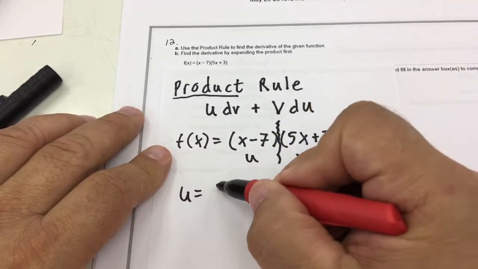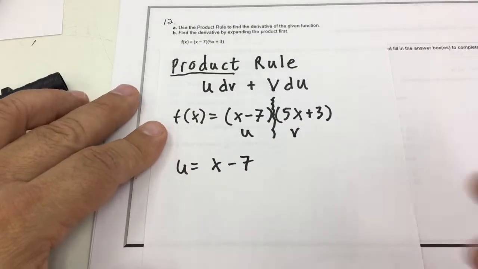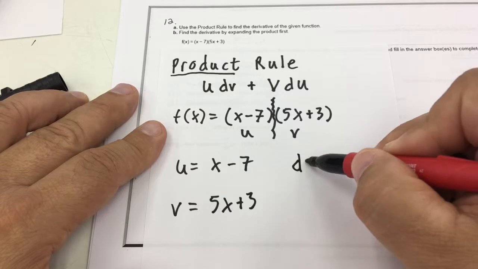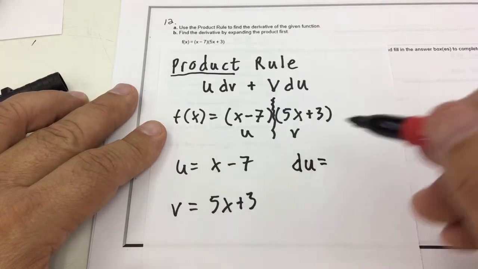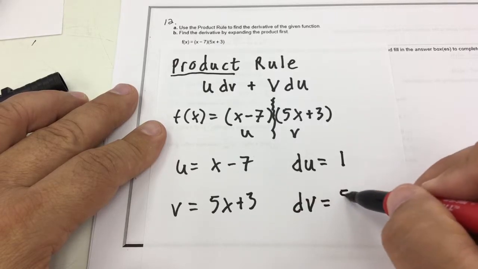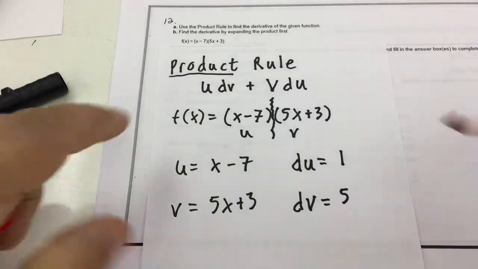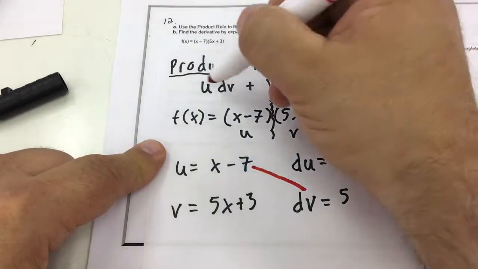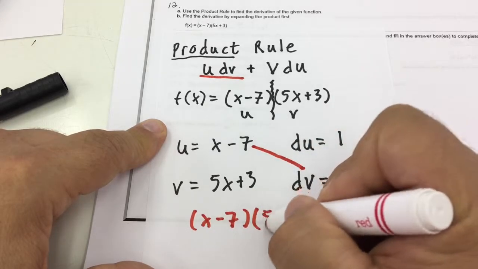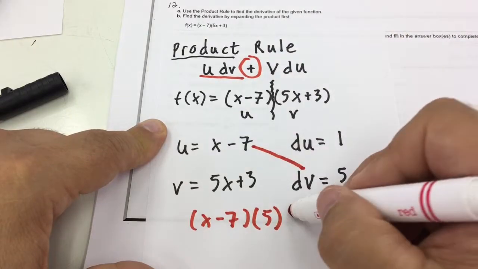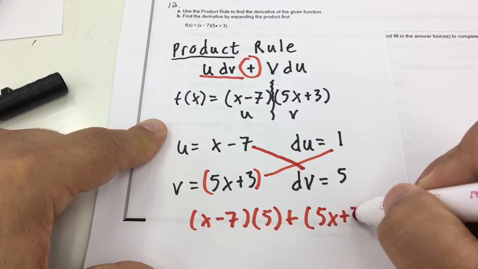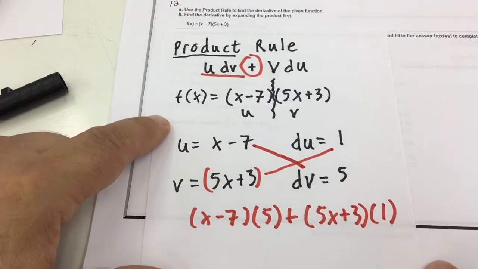So u equals x minus 7. v equals 5x plus 3. The derivative of u, du, equals, well, the derivative of x minus 7 is 1. dv, the derivative of 5x plus 3, is 5. And here comes the product rule. I take this u and I multiply it by dv. That's where I get u dv from. I have to wrap it, so x minus 7 times 5, plus, that's up in the rule, v du. So that's going to give me 5x plus 3 times 1. And that's the product rule.